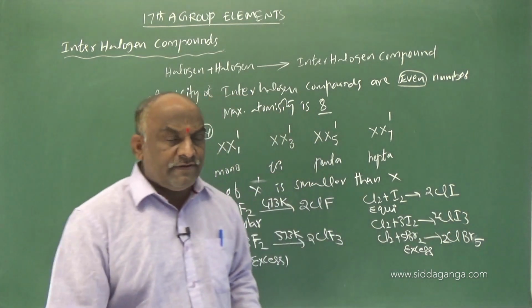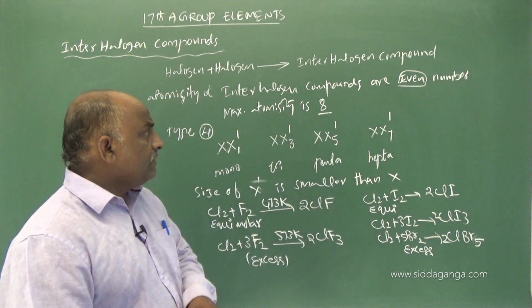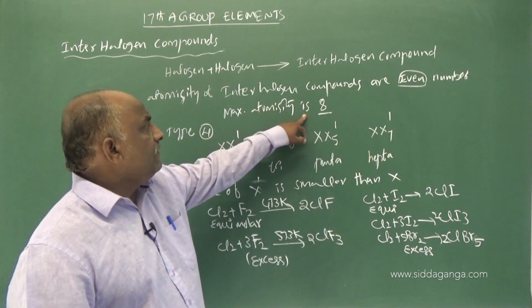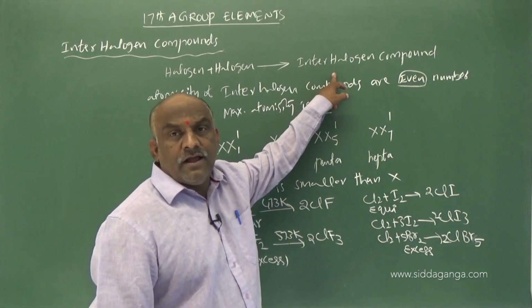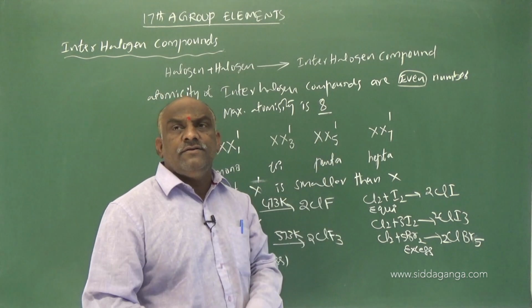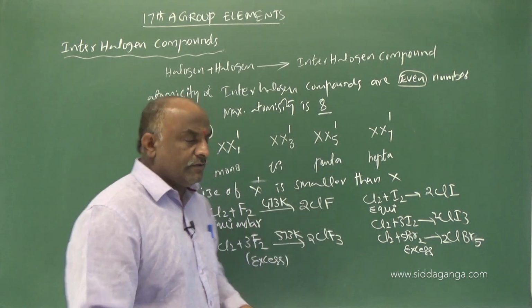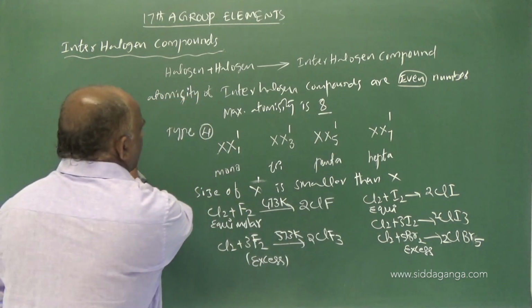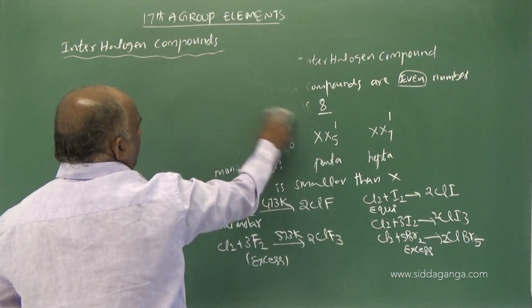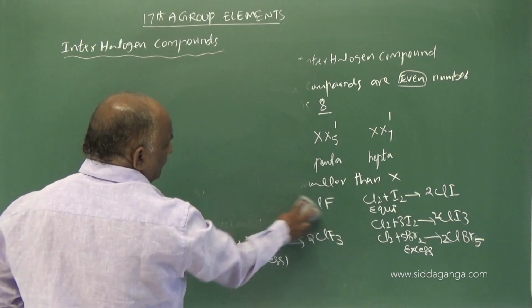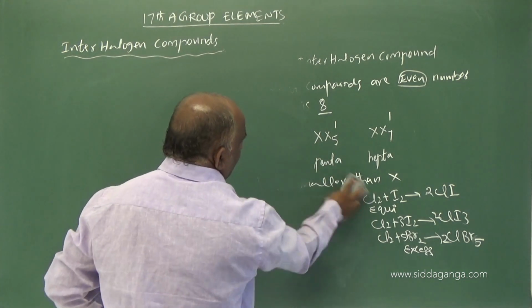So, these are the preparations, and you should keep in mind that the maximum atomicity is 8. Halogen plus halogen gives rise to a compound, which is what? Interhalogen. So, let us discuss the types of interhalogen compounds and their properties. Now, we will discuss.